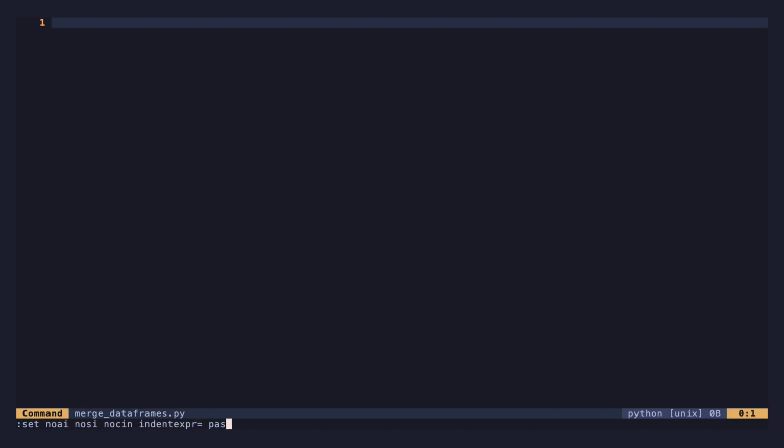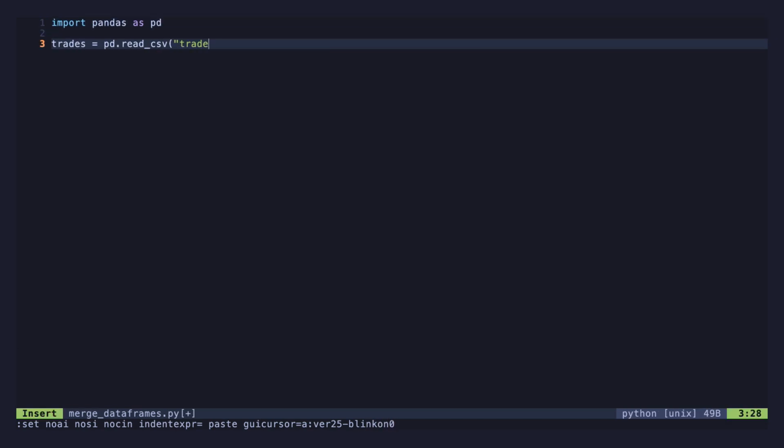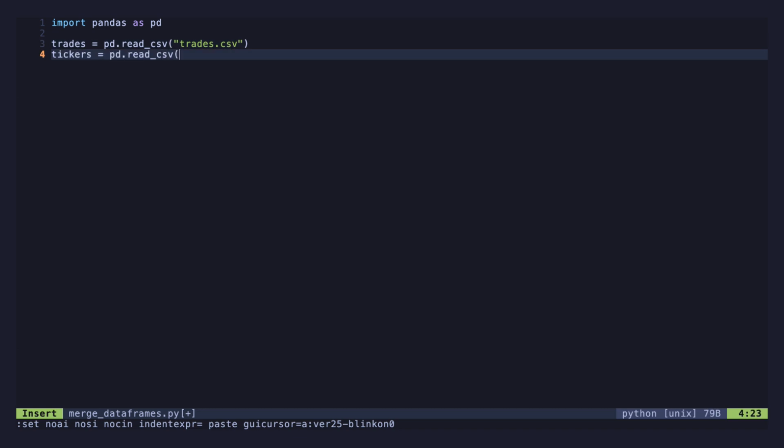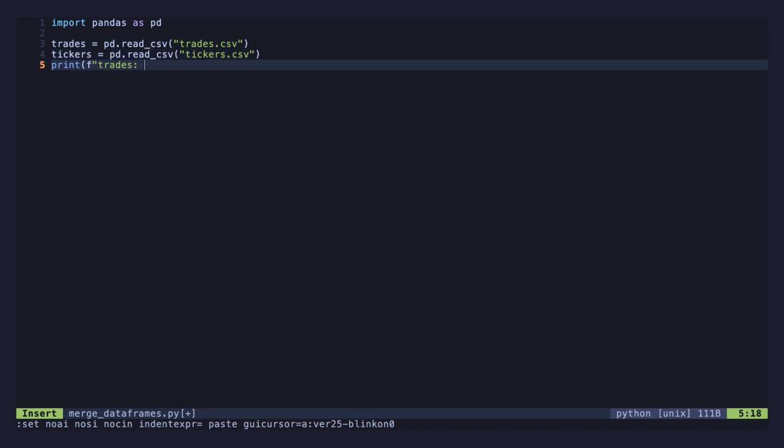Open nvim. Save it as merge_dataframes.py. 1 import. Pandas. Load both files. Trades on the left, tickers on the right.